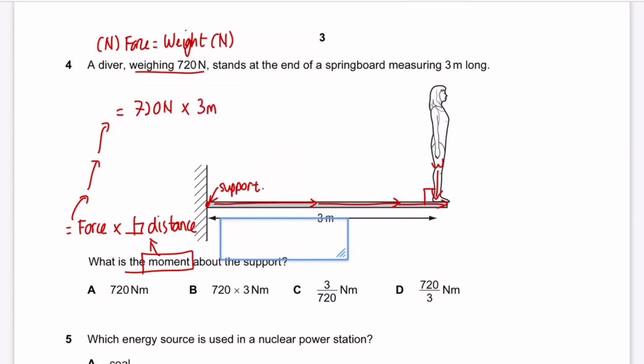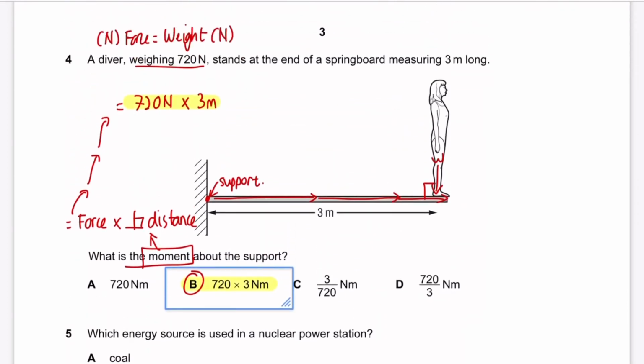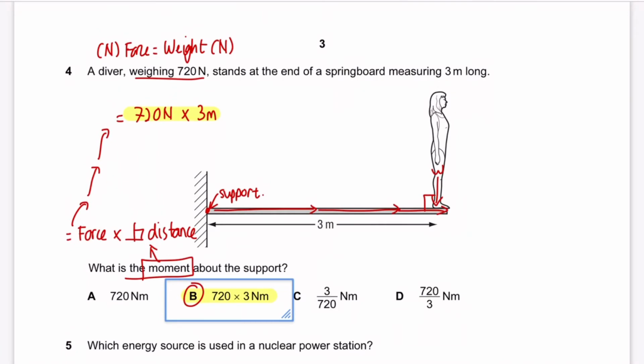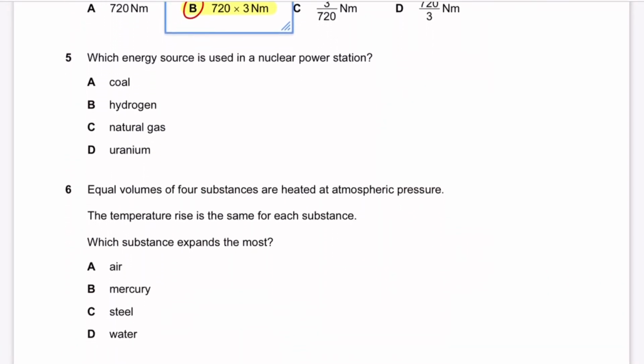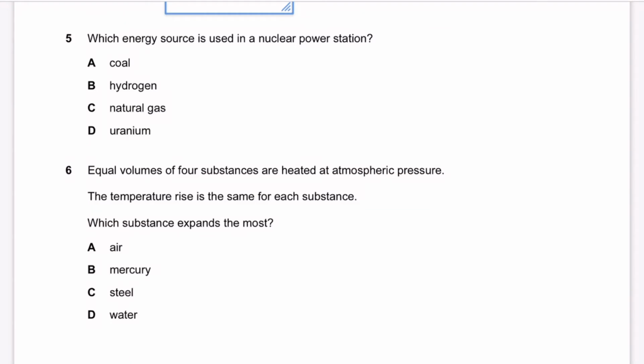Now we don't need to solve it because we just need to match against the answers here. So this 720 Newton multiplied with 3 meter is a match with option B. So our answer is option B. Okay. Along with the units, Newton meter, you just multiply them together. That'll give you Newton meter. On to the next question, question 5.